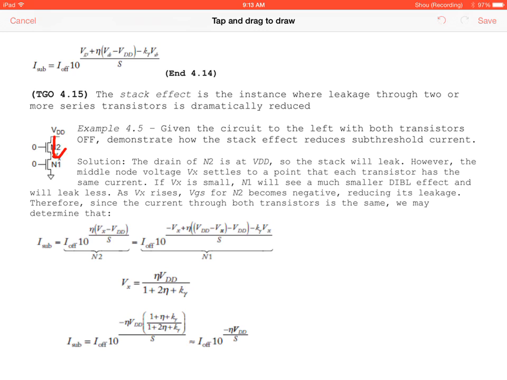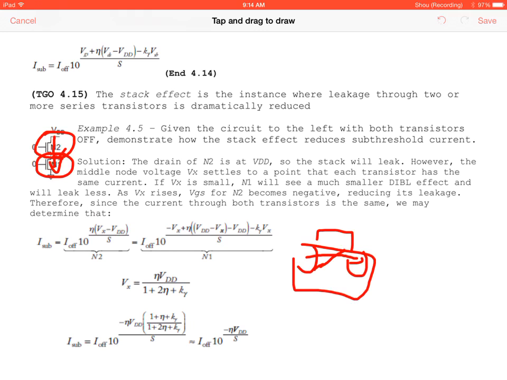However, the middle node, Vx, settles to a point where each transistor has the same current. Now, because we have two transistors, if you recall from the general idea of the transistor, we have our source, gate, and drain, right? And cutoff means that we are not able to create a full channel through the transistor. So if you have two transistors next to each other, with the source and drain connected again, and you have a second cutoff, that's going to make it much more difficult for sub-threshold current, which is current we don't want, to get to the output.